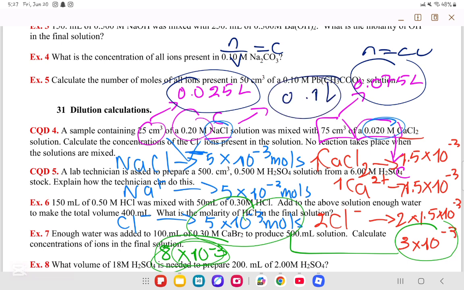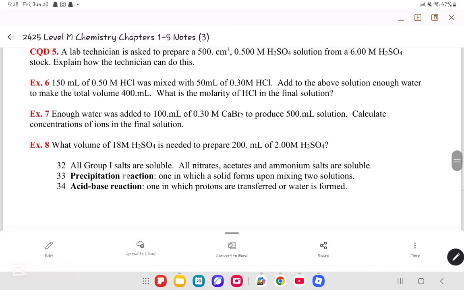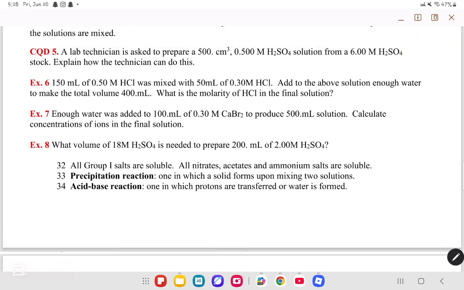Okay, now you will just do the number of moles, which is 8 times 10 to the power of minus 3, over the total volume, which is 0.1. So the final answer is 0.08 moles. And very simply, that's CQD number 4. We'll move on to CQD number 5.